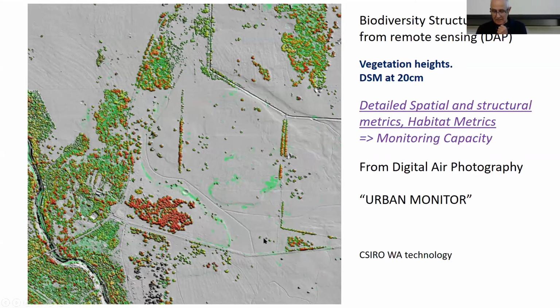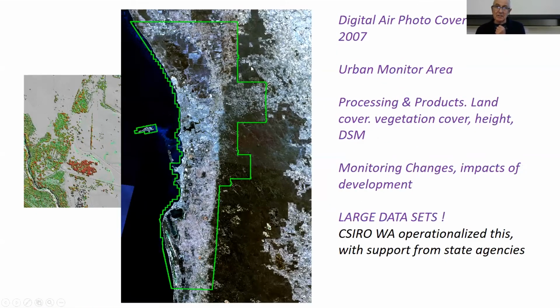The point is that this is from a program called Urban Monitor. It covers about 10,000 square kilometres. Is that right? Yep. Of the Greater Perth urban area. And because this photography is acquired repeatedly, the data set is now repeatable. You can actually monitor land cover and land height at a scale. So there's a great opportunity to get quantitative metrics relating to structure out of data sets of this sort.